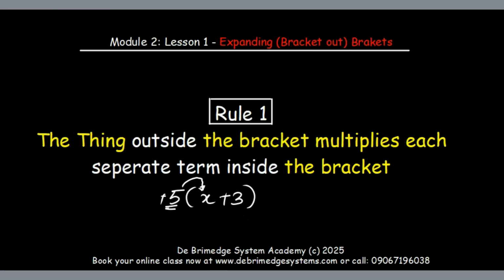Okay, so 5 times x will give me 5x. Then 5 times, remember I was saying that it's going to multiply everything in the bracket. So 5 times 3 will give me plus 15. Plus because I have a plus sign right here. So this is how to expand brackets based on the first rule. Understand, this is very important. You can pause the video and rewatch this again to understand the concept in the rules, and then we'll move on to the next rule.